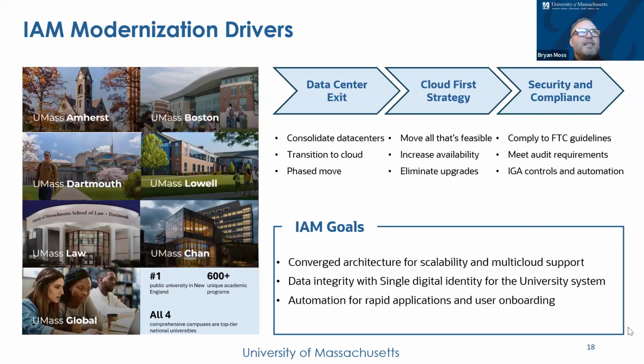This slide is the identity access management modernization drivers. One of the big things that helped us start getting to the cloud was that UMass had a lot of data centers, and there was a big effort to consolidate those data centers. So there were data centers moving here and there, some closing up. After years of that, there was a real push to say we want very little data center footprint. And that really springboarded the cloud first strategy.